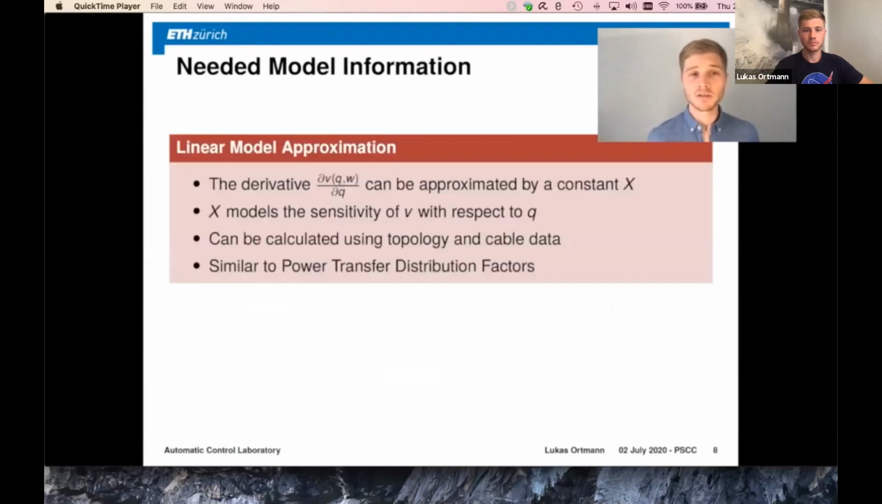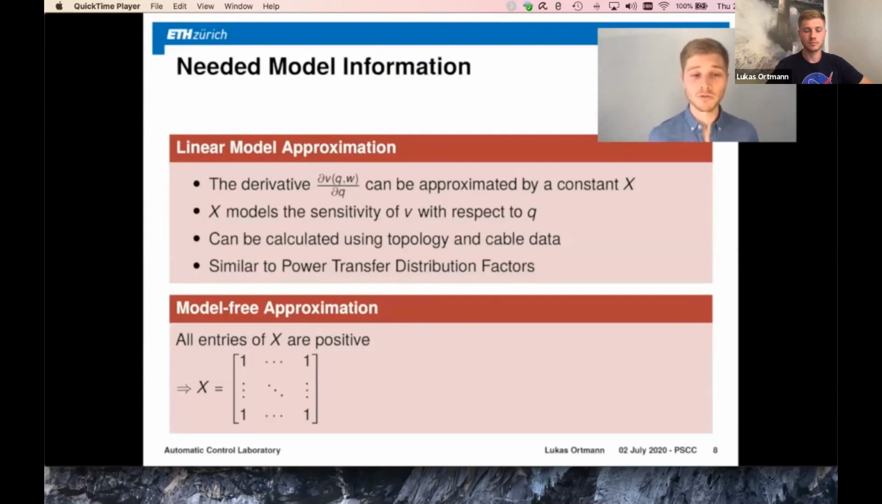Okay, let's take a look at the model information that we need to implement this. As I already said, we need this derivative of the voltages with respect to the reactive power set points. And we are assuming that we can approximate this by a constant X. And this models the sensitivity of the voltages with respect to Q. So if you change Q, how much are the voltages going to change? This information is going to be told to us by X. And it can be calculated by using topology and cable data, and it's similar to power transfer distribution factors. Luckily, we can also have a model-free approximation where we just say, okay, all the voltages are affected by a change in the reactive powers at any point in the same way, so everything is just going to be 1.